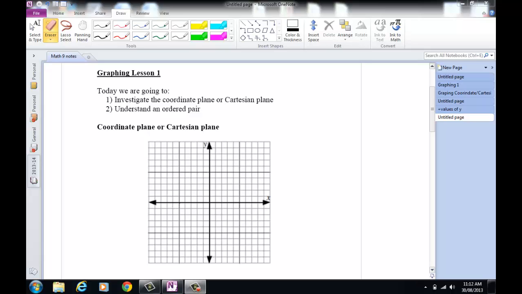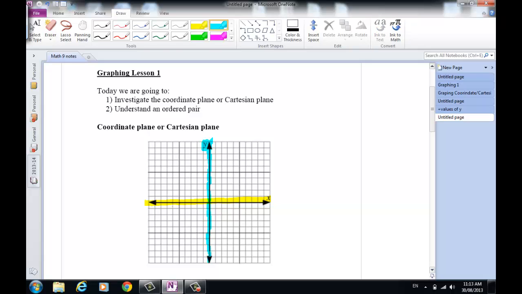Welcome to our first online lesson, and today we're going to investigate our coordinate plane, which we also can call a Cartesian plane, and we're going to look at understanding an ordered pair. To start off with the coordinate plane, we need to know that there's two axes. We have our x-axis, which is also known as our horizontal axis, and we have our y-axis, which is our vertical axis.